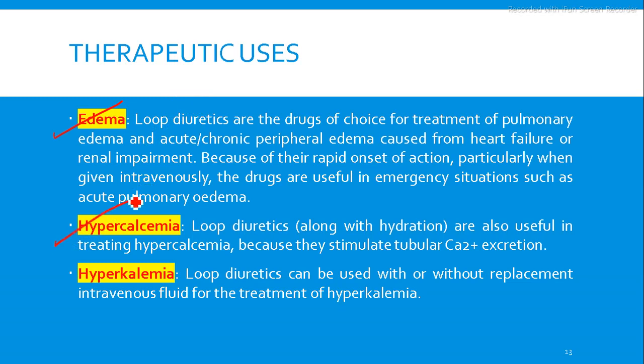Okay, then next is hypercalcemia. As we have seen, it causes excretion of the extra calcium. In case of a normal person with normal calcium levels, there is no effect, it is not causing hypocalcemia. But in case of hypercalcemia, it causes excess calcium to be excreted through the urine. Then hyperkalemia, as it acts on that particular sodium potassium 2 chloride channel, along with sodium it also causes excretion of the potassium through the urine.